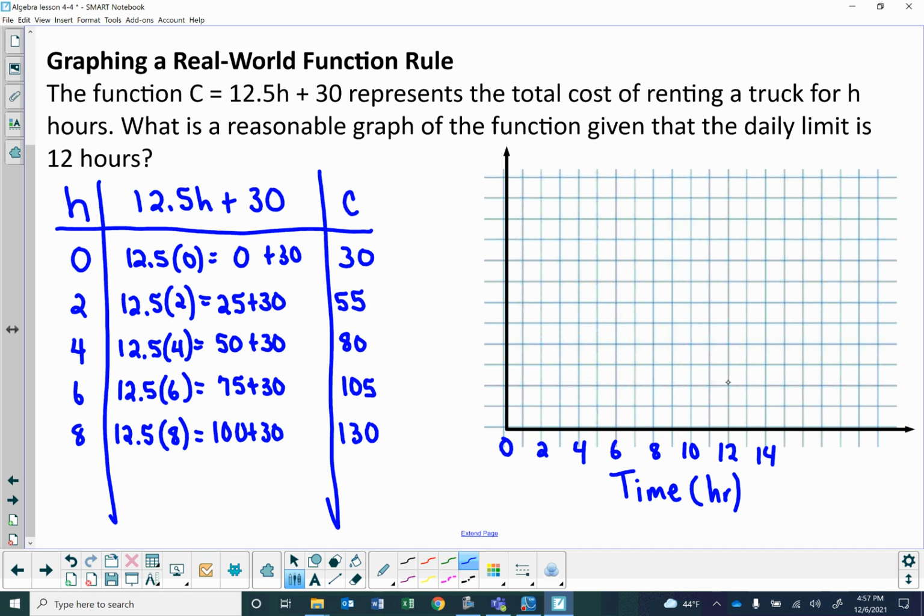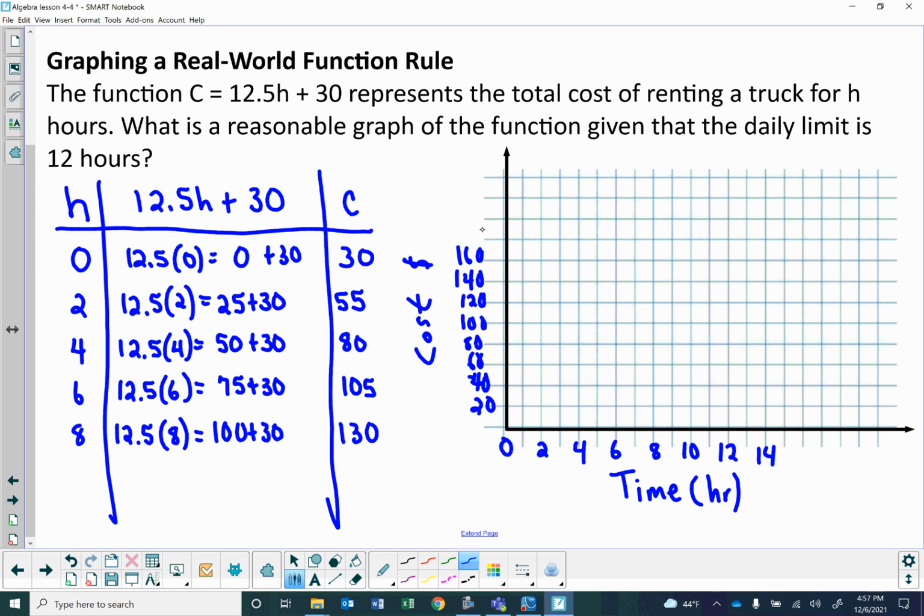Okay. And then money-wise, I'm looking at this going, ooh, 30 to 130. I probably don't want to count by twos because I don't have enough squares to count by twos. This is my cost, in dollars. So I'm thinking maybe I'm going to start counting by 10, 20, 30, 40, 50, 60, 70, 80, 90. Nope, 10s probably aren't good enough, so I'm going to go by 20s. 20, 40, 60, 80, 100, 120, 140, 160, etc. So now I can graph this.